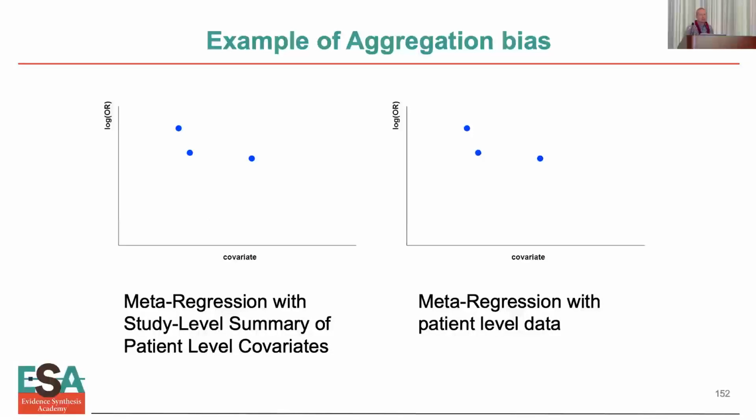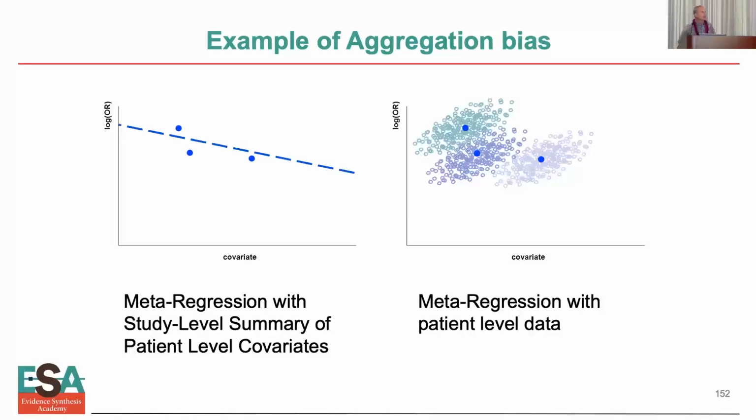So here's a pictorial example of aggregation bias. I have 3 studies, and I've plotted the log odds ratio versus the covariate. On the left-hand side, I'm going to do meta-regression with study-level summary of patient-level covariates. And on the right-hand side, I'm going to do a meta-regression with patient-level data. Now, what I've shown you here is the study-level data. So if you looked at this, you might not be convinced, but if you had to guess, you'd guess probably that the log odds ratio is declining with the covariate, right? The slope probably goes in that direction. All right, and that's the slope I would fit. And that may or may not be significant, but that would be the best I could come up with.